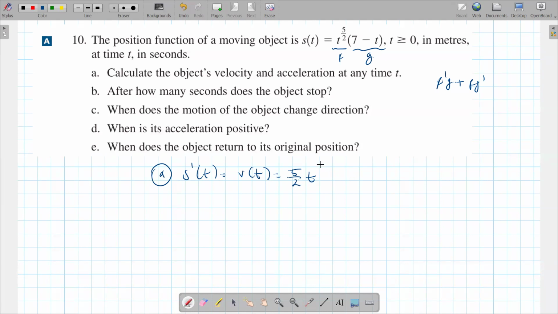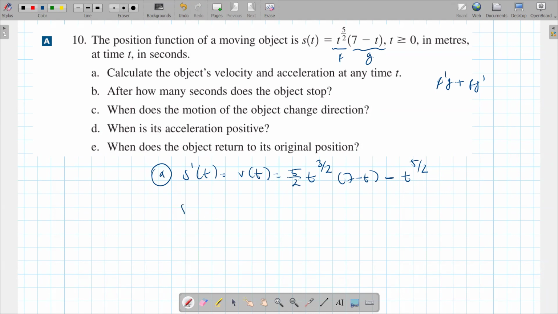It's 3/2. So that's f prime, g as it is, plus f as it is, and the derivative of g. What's the derivative of g? -1. Minus t becomes -1. So like that. I'm going to move this minus sign here. That's s prime of t.